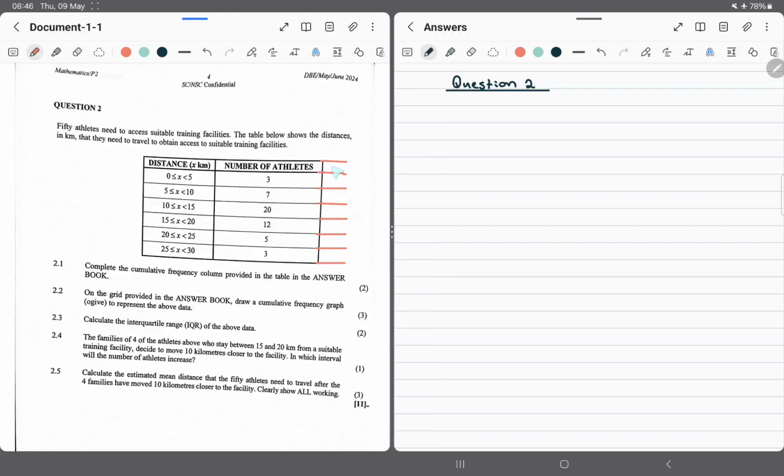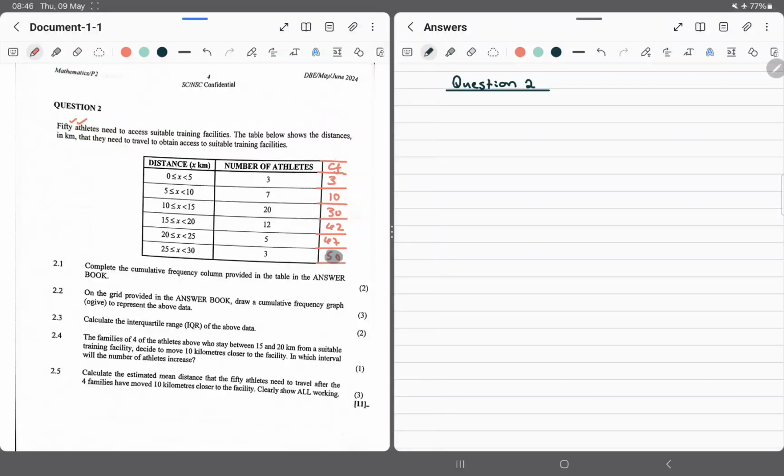So all I know is that this is the cumulative frequency column. Obviously the first one is going to be 3. Second one is going to be 3 plus 7, which is 10, plus 20, 30, plus 12, 42, plus 5, 47, plus 3, 50. Okay? And we were already told there are 50 athletes. So once the last cumulative frequency value matches the total, then we know it's correct.